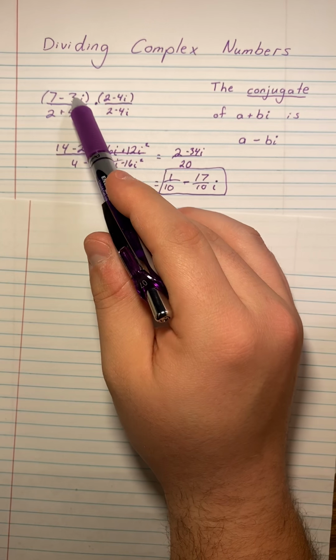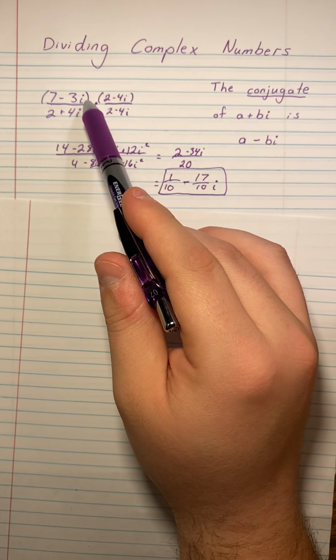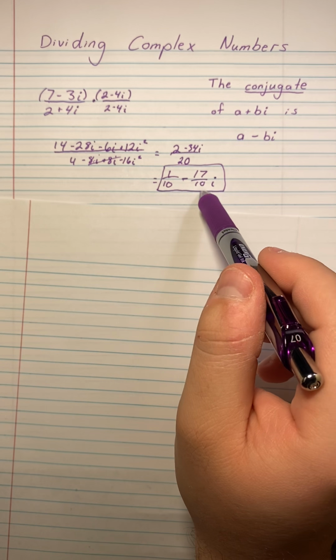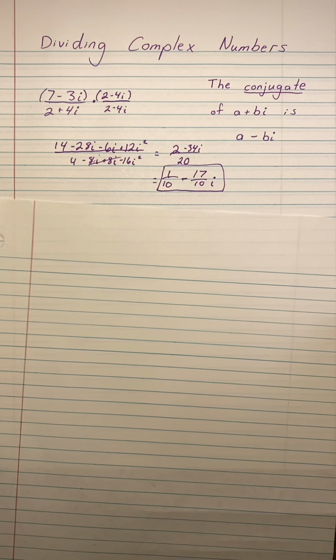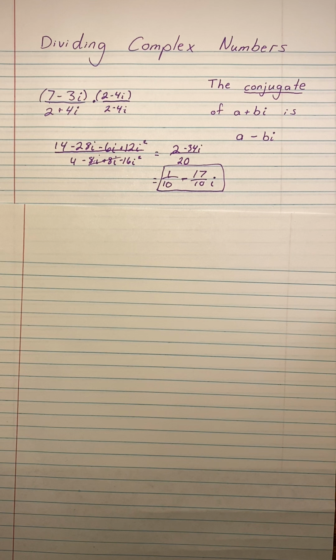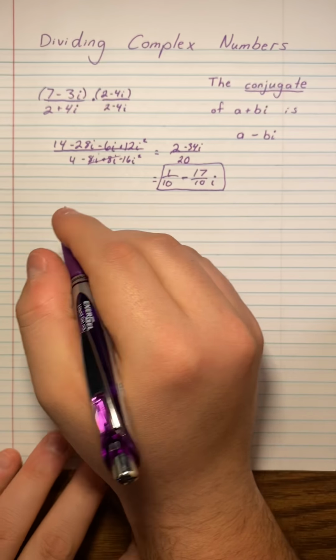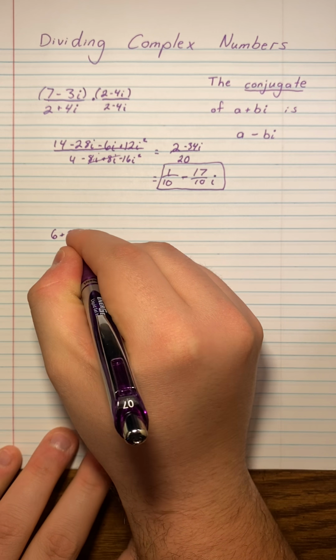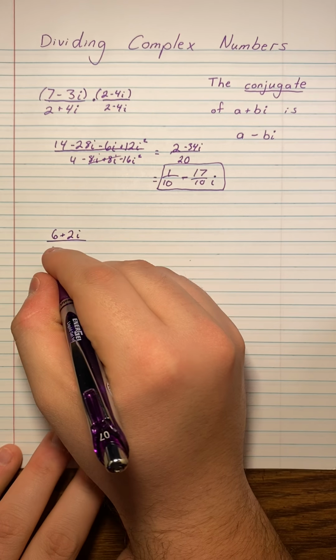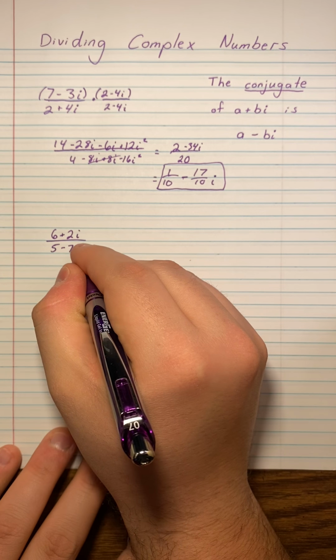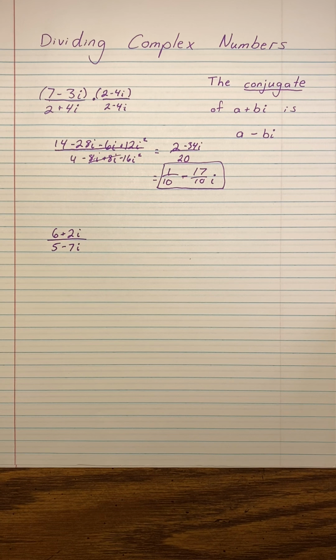So we didn't necessarily divide the two numbers we started with, we just simplified the expression down to one complex number, and this would actually be the quotient if 7 minus 3i is divided by 2 plus 4i. So let's try another one. Let's try 6 plus 2i divided by 5 minus 7i. Go ahead and pause the video here, try this problem on your own. And then after you try it, resume the video and we'll go through our answer and see how we did. So go ahead and pause it now, give this problem a try.